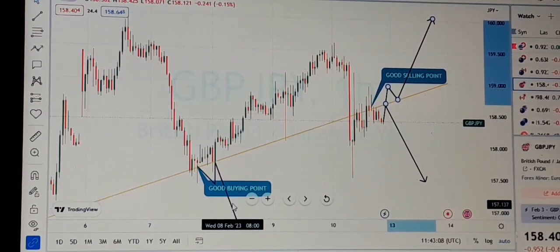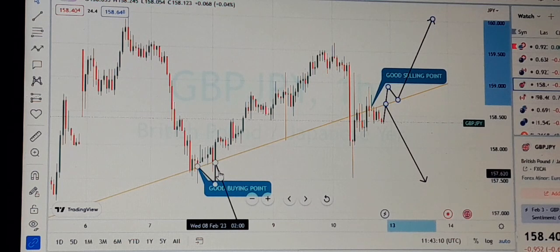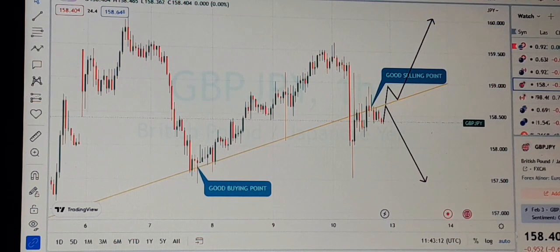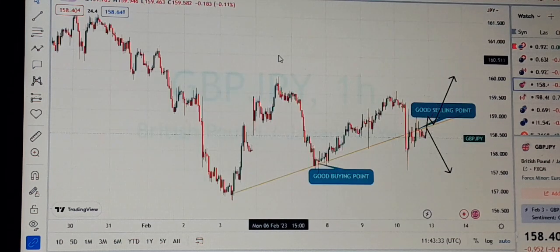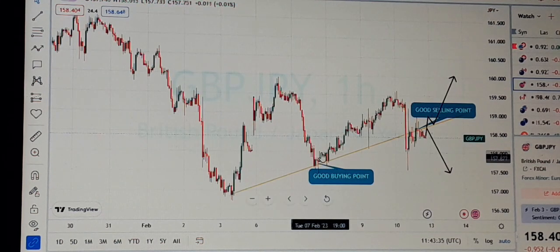I hope you guys are getting the things that I'm trying to imply. If price hits the trend line and doesn't break below it, but is operating above the trend line, it's a good buying point. But if price has just broken below and is doing what we call a retest, it is a good selling point. Understood? That is while using the trend line.